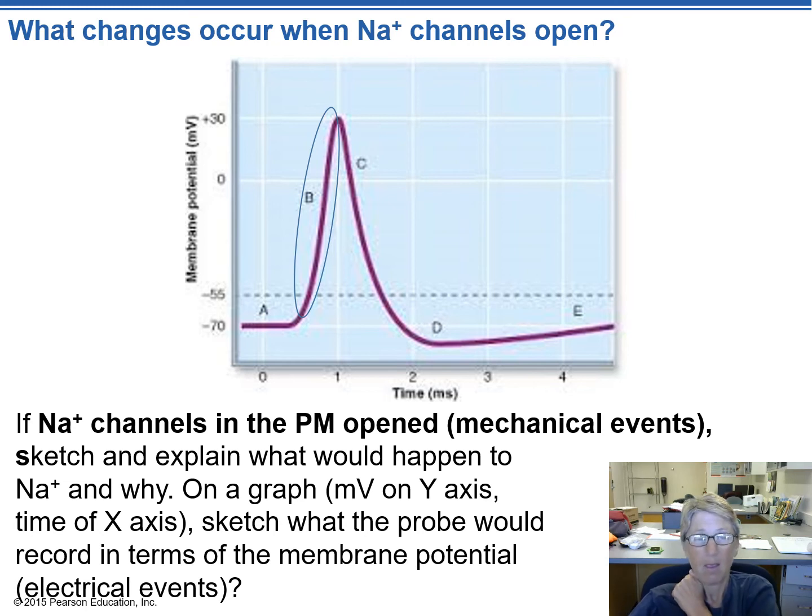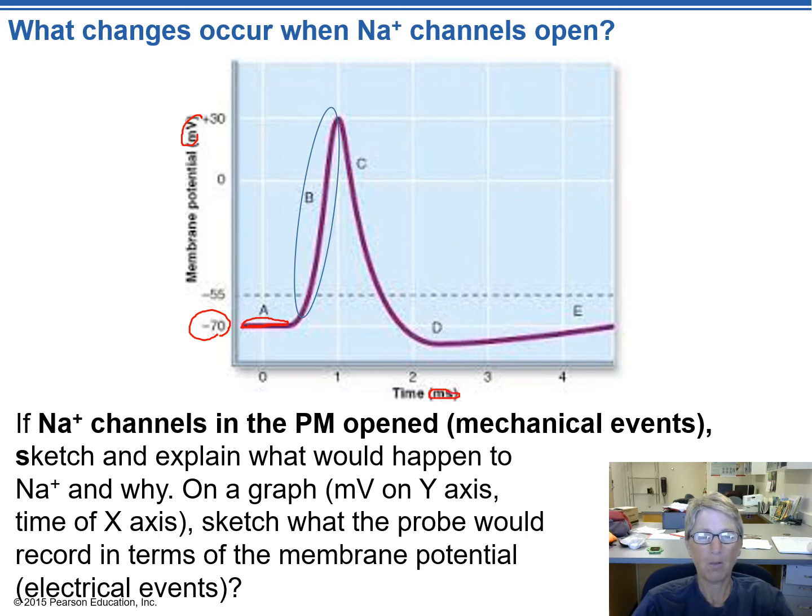Well, here's our graph of the membrane potential. So at A, remember that's the resting membrane potential. And in this cartoon it says minus 70, but it could be minus 92. It just depends on the cartoon you get. Membrane potential in millivolts is on the y-axis. Time in milliseconds is on the x-axis.